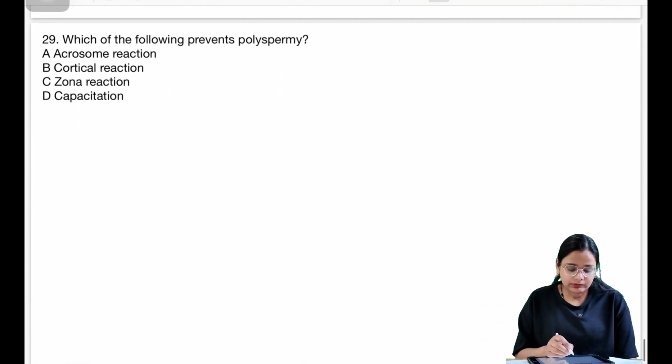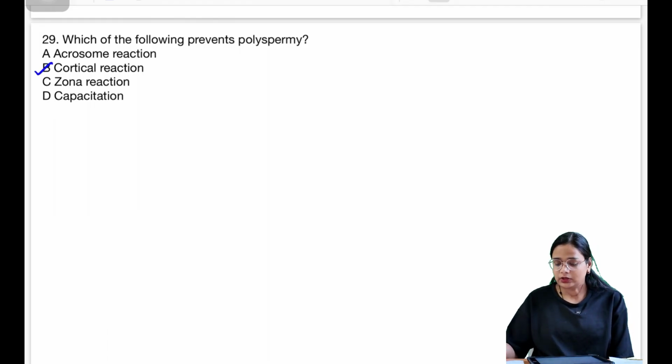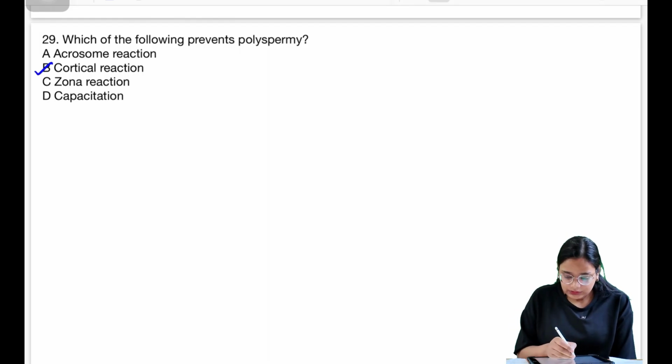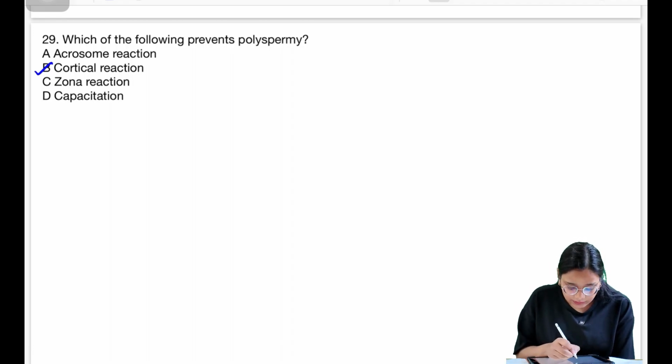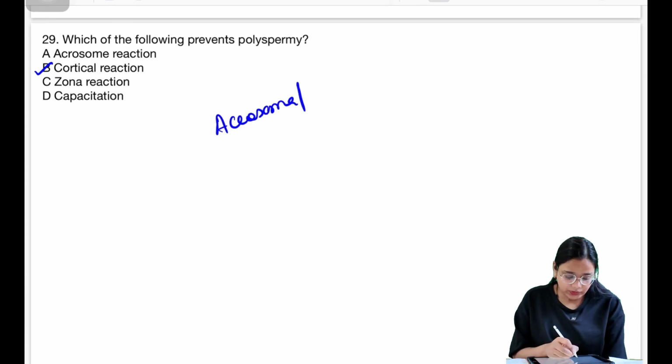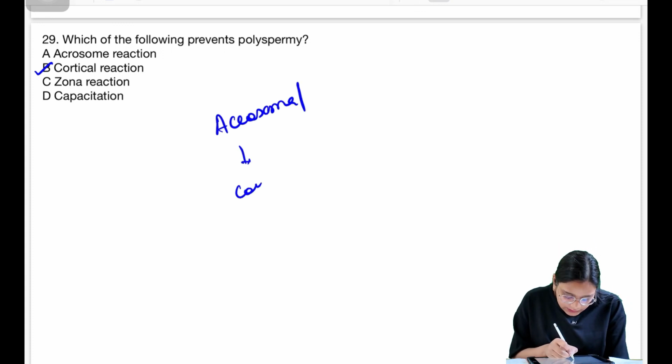Which of the following prevents polyspermy? The correct answer is cortical reaction. Okay. So during the fertilization process, we have three reactions. One is acrosomal reaction, I am writing in sequence. Then we have cortical reaction, and in the last we have zona reaction.